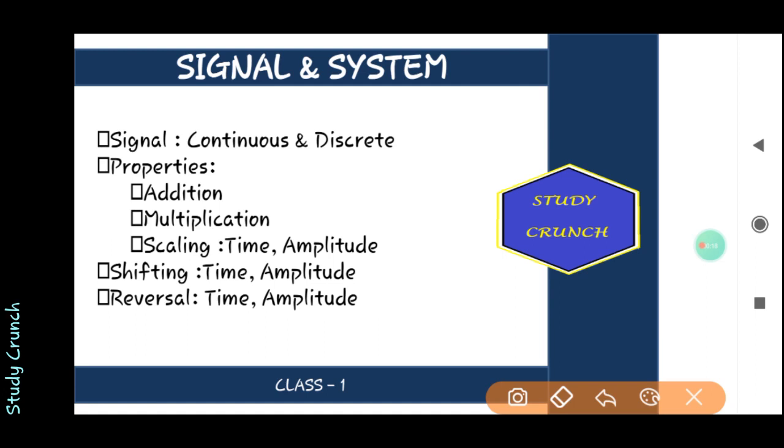Now we are going to start off with a new course, that is Signals and Systems. In this lecture we are going to study signals, continuous and discrete type. Then we are going to look at some properties of signals: addition, multiplication, scaling, shifting and reversal. Then we'll be moving forward to different types of signals and their examples. So let's start.